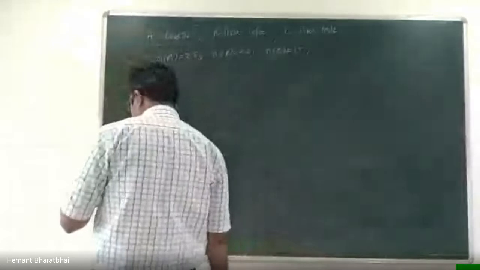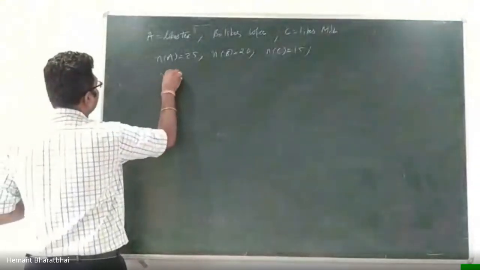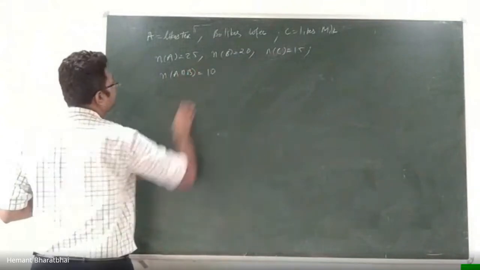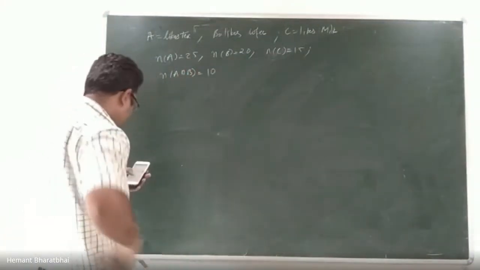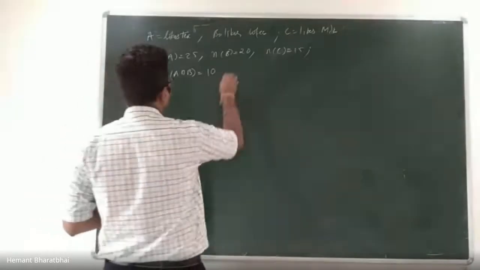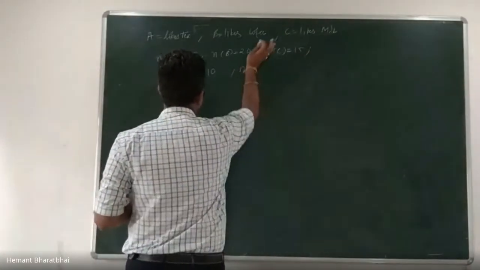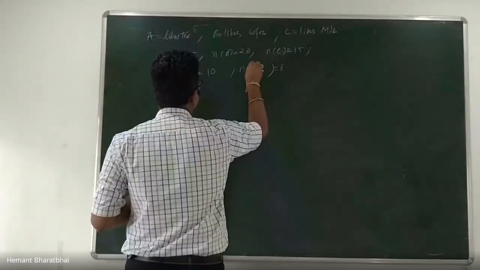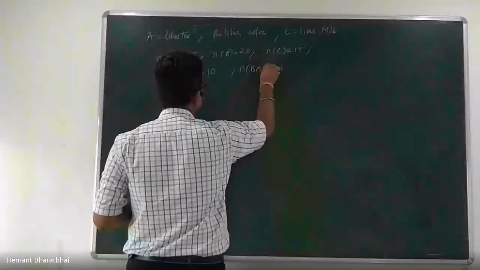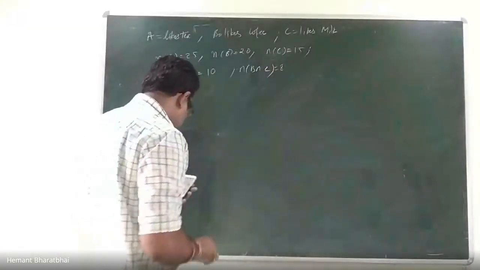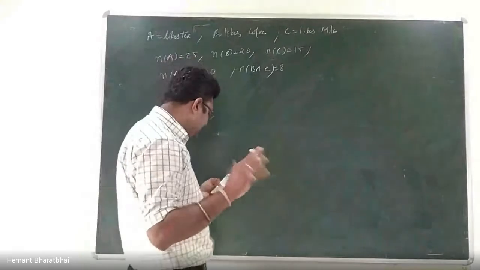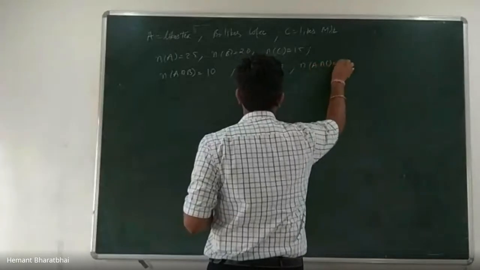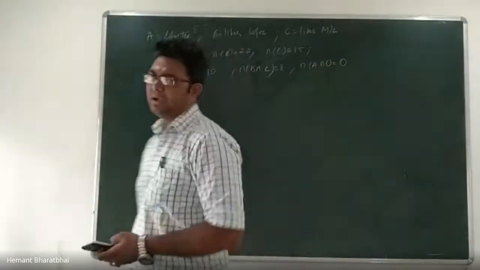10 students like both tea and coffee. Tea intersection coffee. So these are how much? 10. 8 take milk and coffee. There are a total of 8 who are taking milk and coffee. Okay, milk is C and coffee is B, so B intersection C is 8. None of them take tea and milk both, which means A intersection C is 0. Okay, none of them.